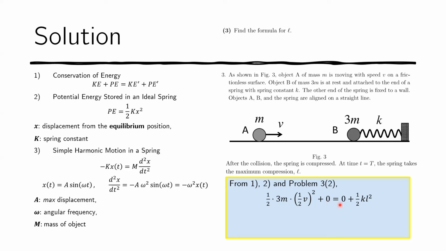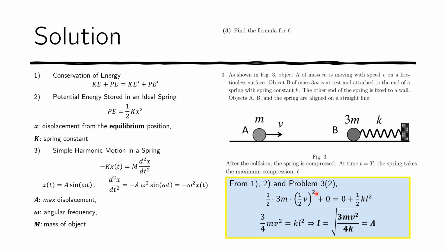Now, at the state of maximum compression, the object actually stops for a moment, so the speed is 0 and the kinetic energy is therefore 0, but the potential energy due to the spring is maximum. So it is 1/2 times the spring constant k times the displacement from the equilibrium position, and that displacement is just L, because L is the maximum compression. And so we have L squared here. Now we just solve this equation for L, and for example, we can cancel the 1/2 here and the 1/2 here.